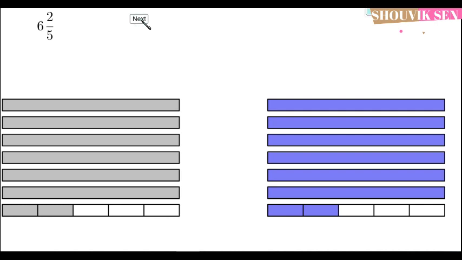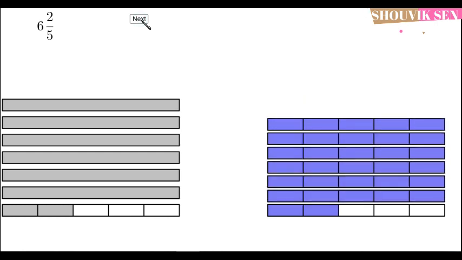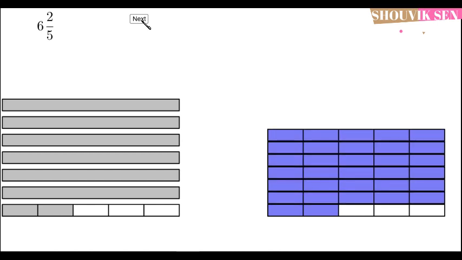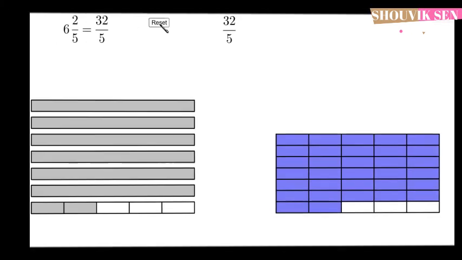So on dividing, how many colored blue blocks will be there? The total will be 32 blocks. You can pause it and count it. The total will be 32. And what is the number of blocks that we are dividing each with? We are dividing it into 5 blocks. So hence it becomes 32/5. And the further thing we shall discuss in our next class.